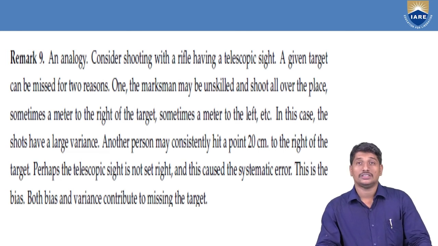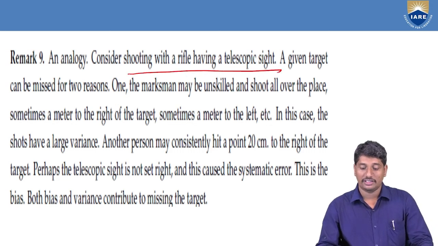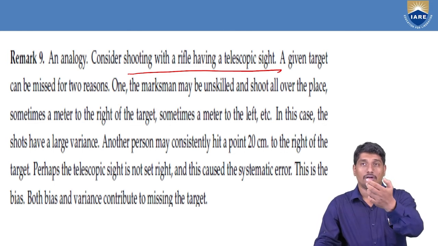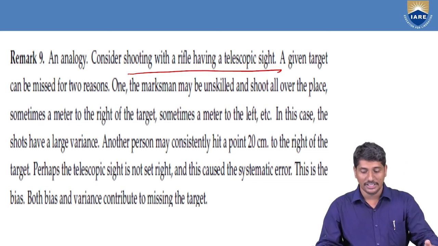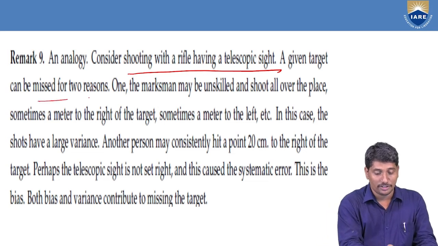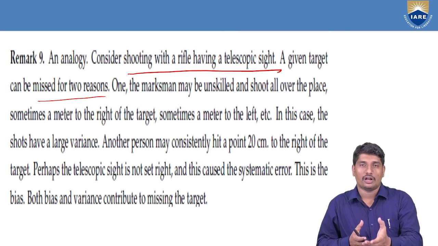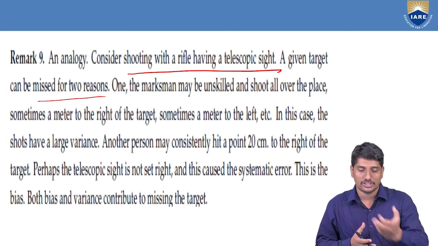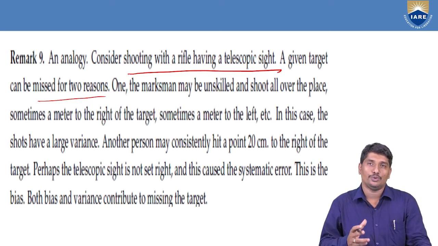Now, let us take an analogy. The analogy considers shooting with a rifle having a telescopic sight. You know, with a rifle with a telescopic sight you can fix targets at a longer distance and easily reach them. A given target can be missed for two reasons. Even though you are trying to shoot it through your rifle, which has a telescopic sight, there are two constraints which can prevent you from shooting your target successfully.